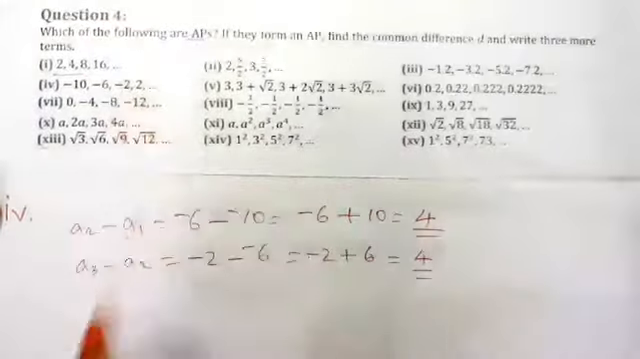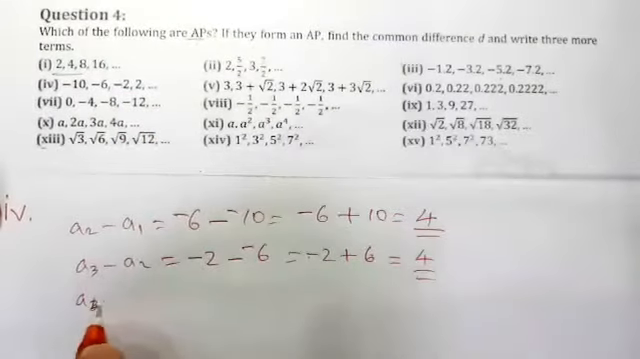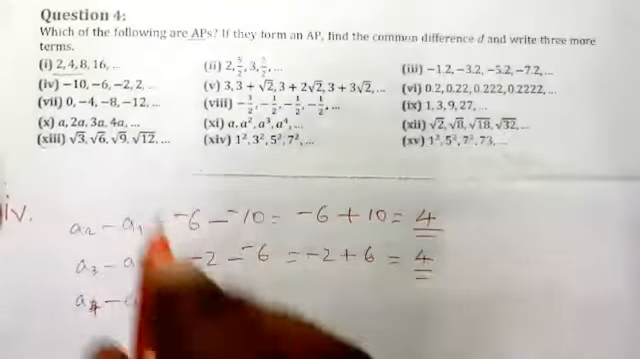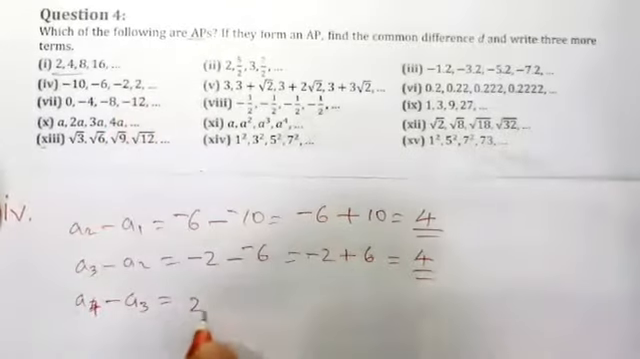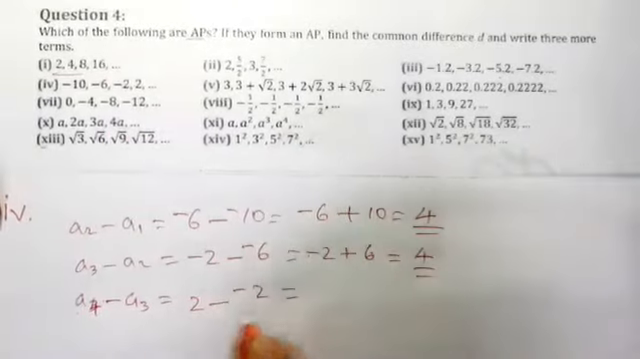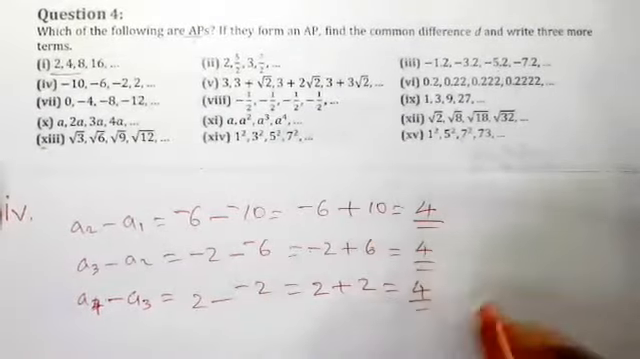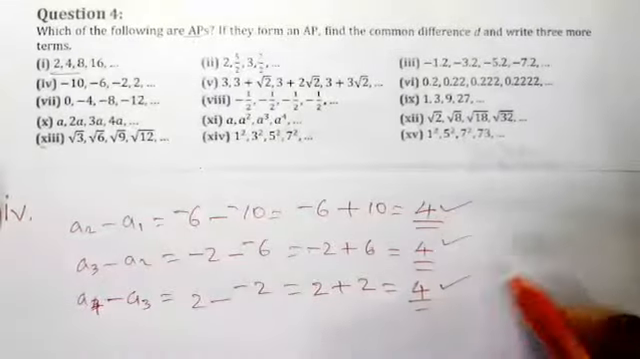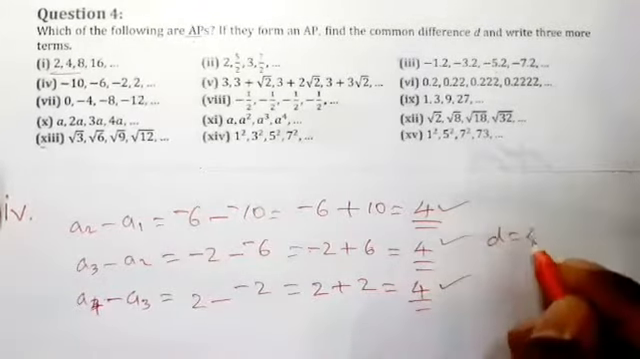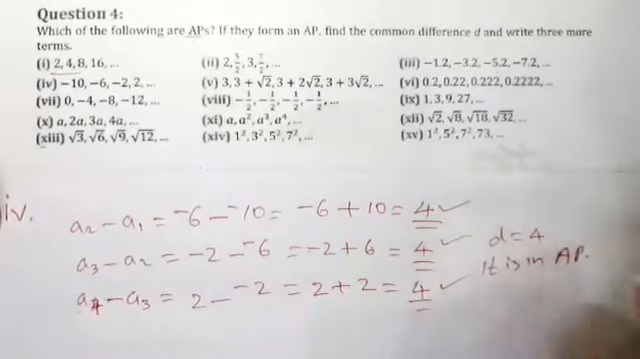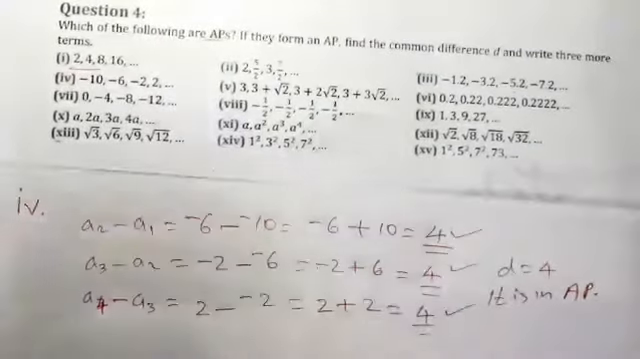Now here minus 2 and 2, that is fourth term minus third term. A4 minus A3, which is equal to 2 minus minus 2. Here the minus symbol becomes plus, so 2 plus 2 will be there. 2 plus 2 is equal to 4. So in all cases we got a common difference. So there is a common difference. So it is in AP. Now we can think about the fifth question. Question number 5.